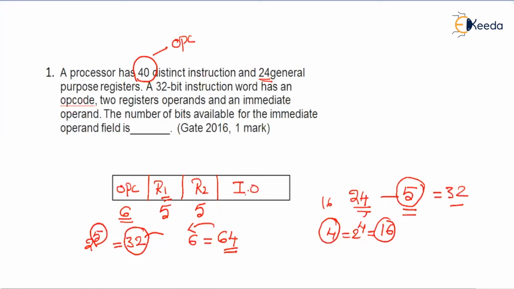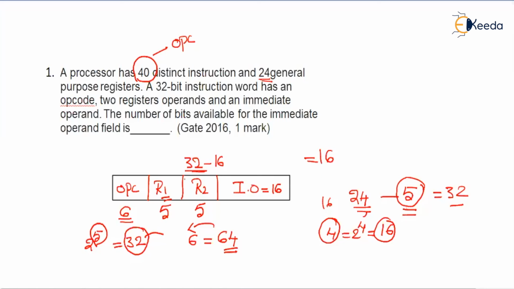The immediate operand field should be equal to 32 minus 16, because the total instruction size is 32, in which the opcode, R1 and R2 collectively occupy 16 bits, and the remaining 16 bits will be the immediate operand. So the answer is equal to 16.